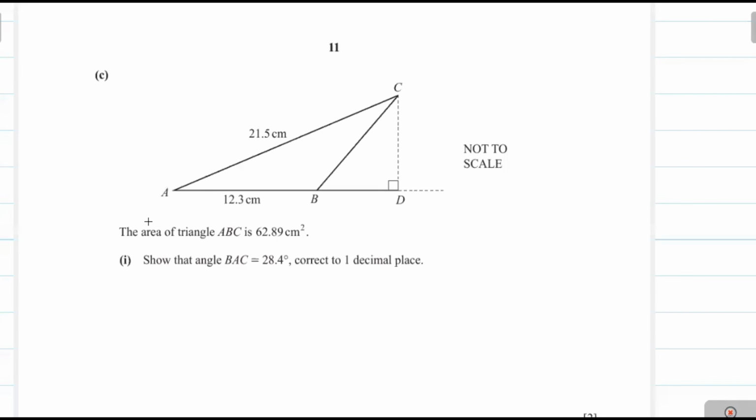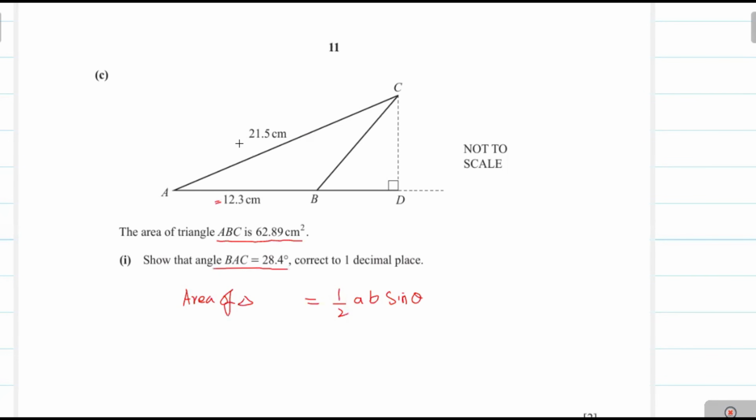Now, part C. The area of triangle ABC is 62.89 centimeters squared. Show that the angle BAC is 28.4 degrees. Now, the area of a triangle is equal to 1 over 2 AB into sine of the angle between them.